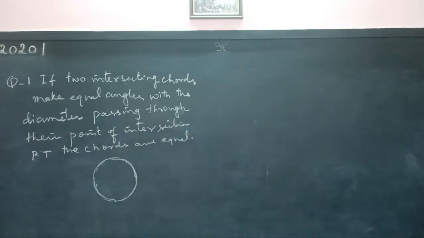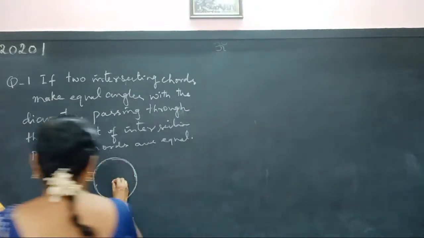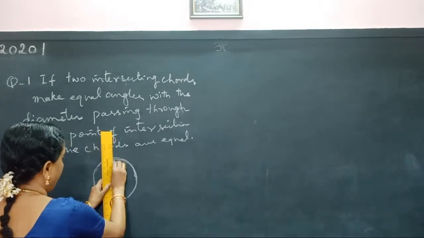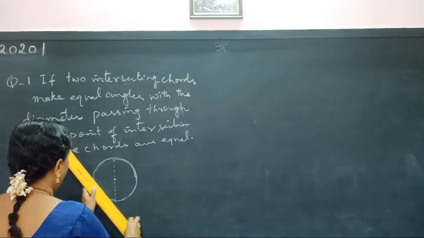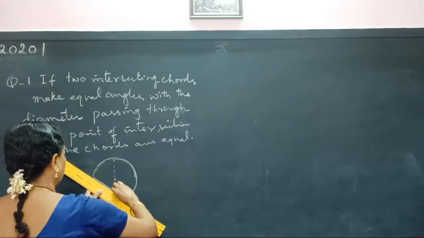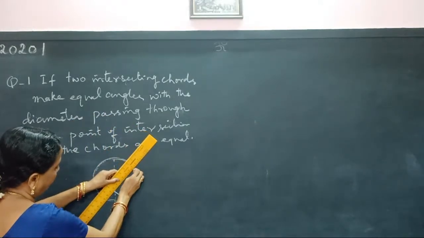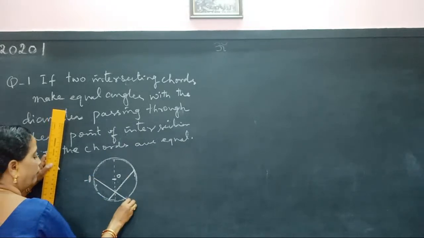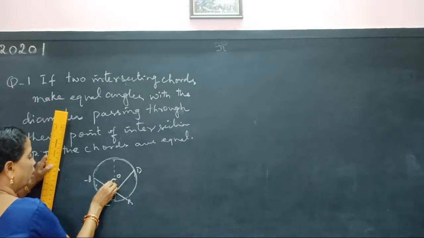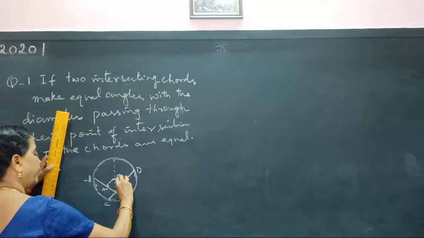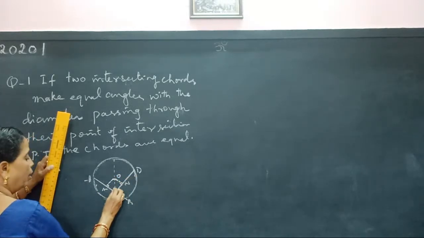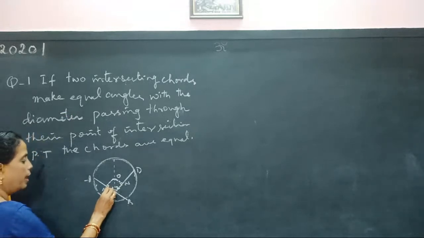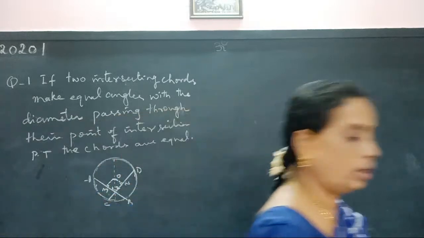This is a circle where the two chords are intersecting like this and making equal angles with the chord and the line which is passing through, that is the diameter. If they are equal, then we have to show the chords are equal. Draw the figure. OM and ON are perpendiculars. Angle 1 equals angle 2. We have to prove AB equals CD.